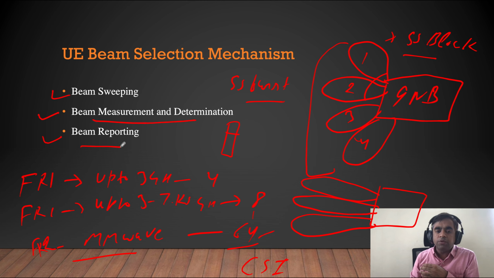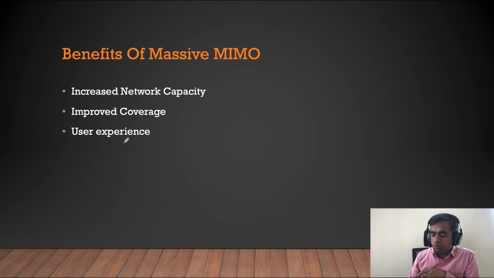The third is beam reporting, where the best beam identified by the UE is reported back to the gNodeB, and it tells this via the CSI feedback. So this is how we have covered it at a very high level, and this is how your UE selects the best beam available to it. What we have seen in this lecture today is that the benefits of massive MIMO result in increased capacity, improved coverage, and a good user experience.